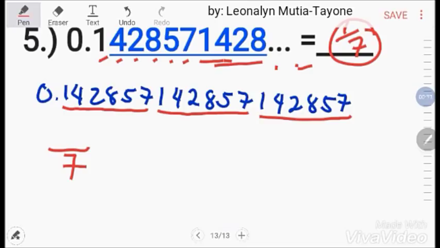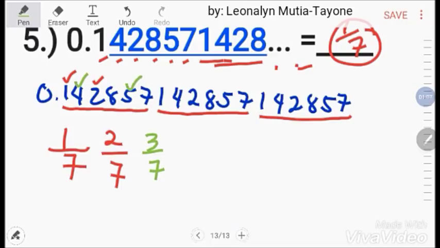Ngayon, ang hanapin natin yung numerator. Kapag 1 ang nauna, that is 1 over 7. Kapag 2 ang nauna, bali 0.2857142, as in ganyan lang pa rin ang pagka-repeating numbers niya, and that is 2 over 7. Kapag 4 naman ang nauna at 0.42857, as in ganyan pa rin, 3 over 7 yan.